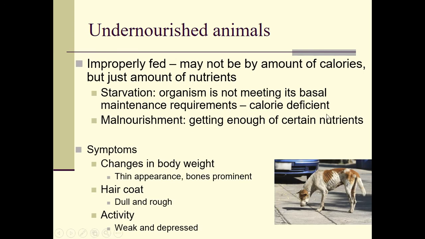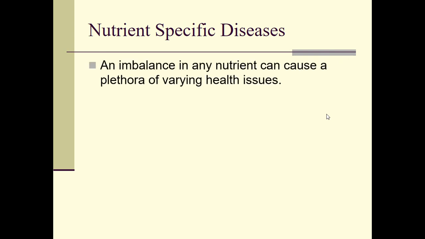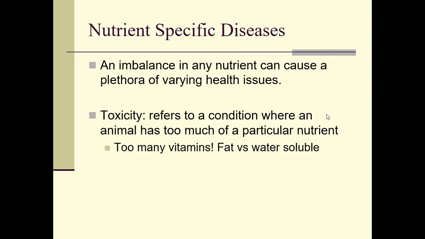When we look at nutrient specific diseases, that idea of malnourishment, there are two major types of conditions or categories of conditions that we look at. So the first one is called a toxicity. Toxicity is any condition where an animal is getting too much of a particular nutrient.